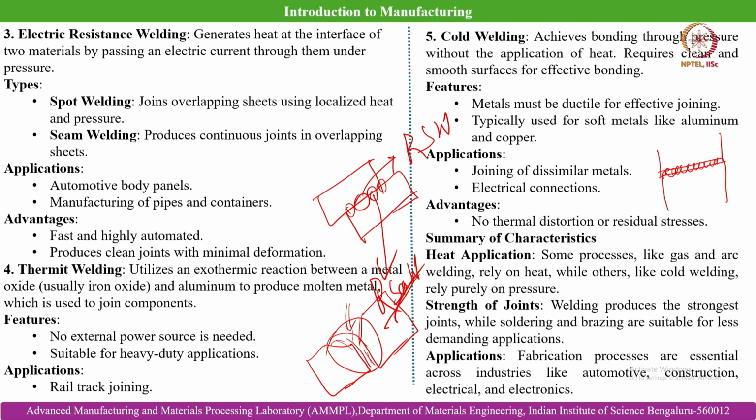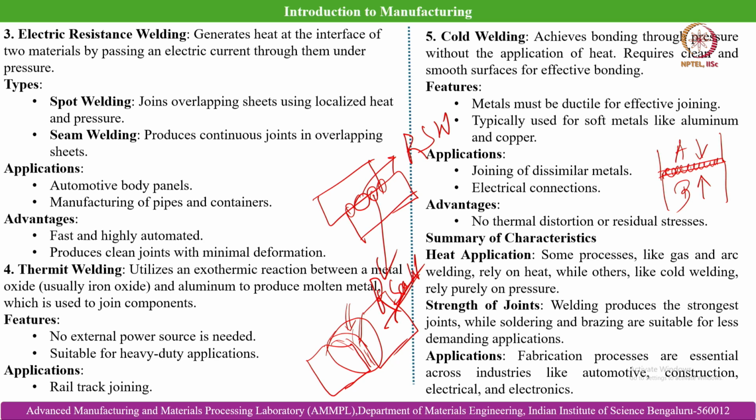So, the first prerequisite is that they must be in contact with each other and the surfaces must be clean to facilitate atomistic level bonding at the onset of applied pressure, so that diffusion can take place between material A and material B, and then they can fuse together. This is the example of cold welding, typically used for soft metals like aluminum and copper, and the applications include joining of dissimilar metals and also electrical connections.